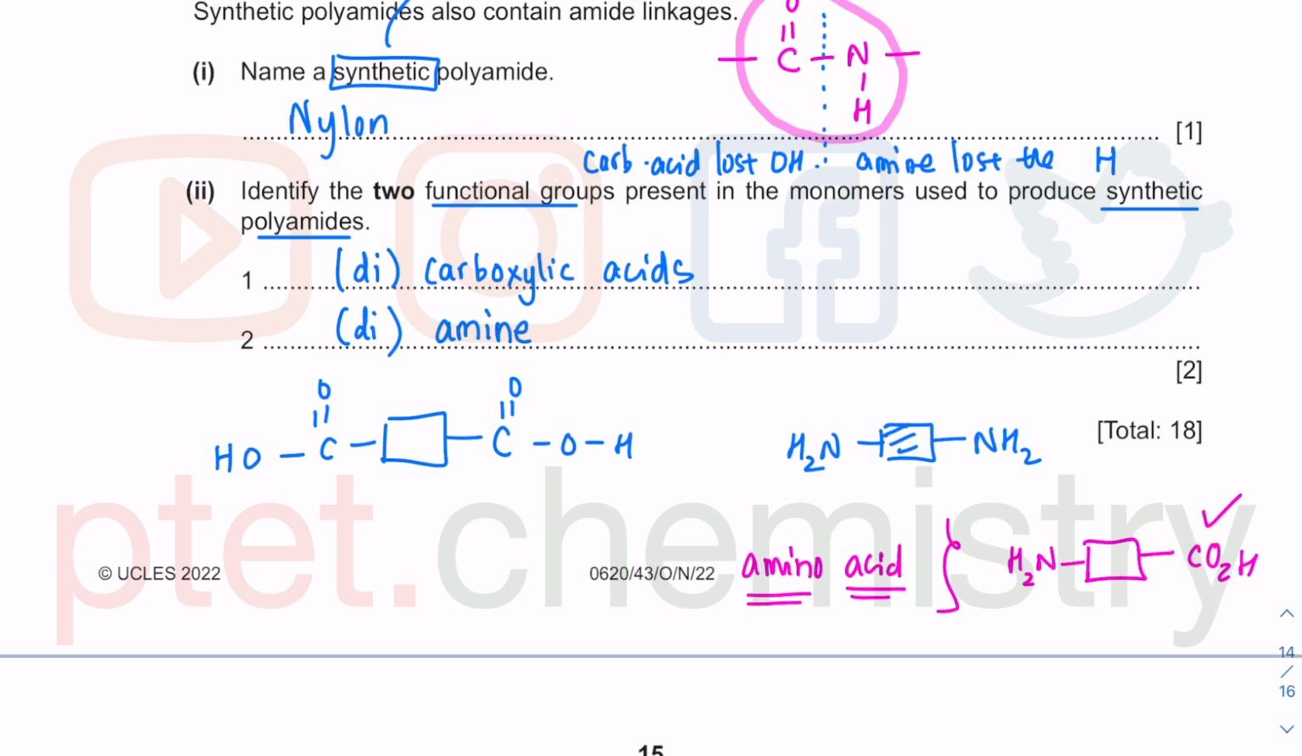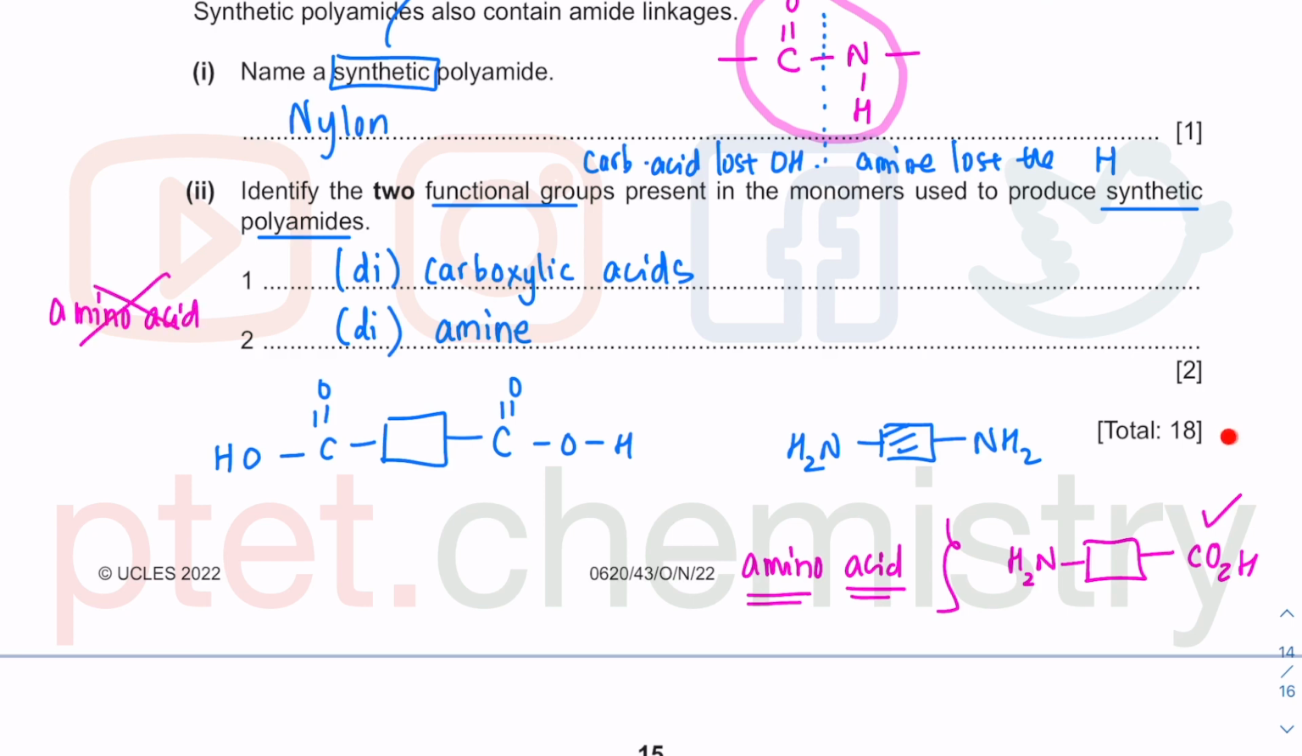So amino acid there. So carboxylic acids without the di should have been alright, I think, because they just want the functional groups. In reality, to give you the polyamide, you must have either dicarboxylic acid or diamines. But then they want synthetic, so you cannot say amino acid. If you say amino acid, that would be wrong because of the word synthetic there.